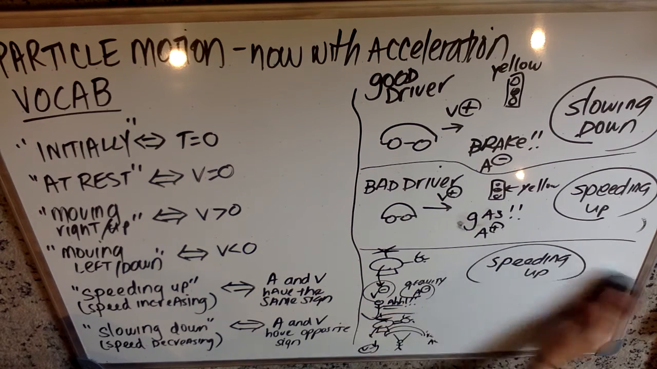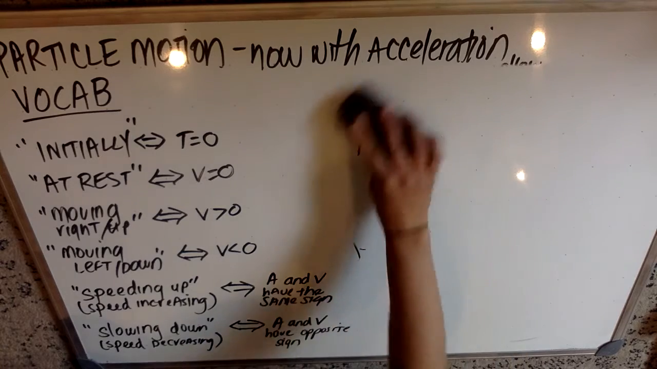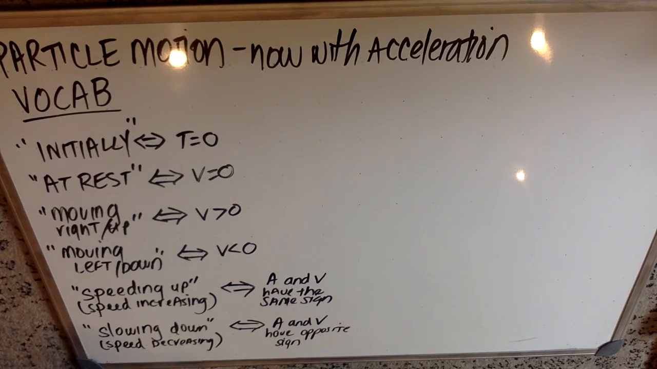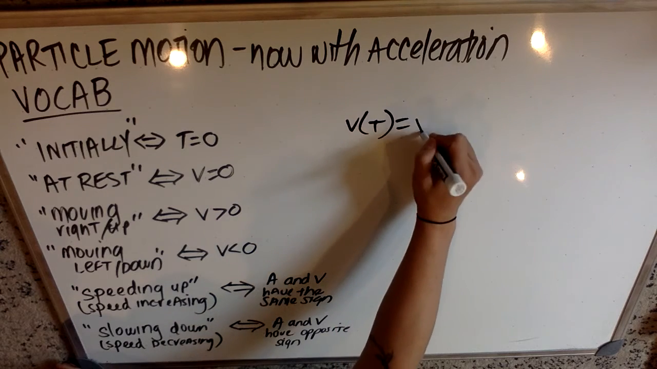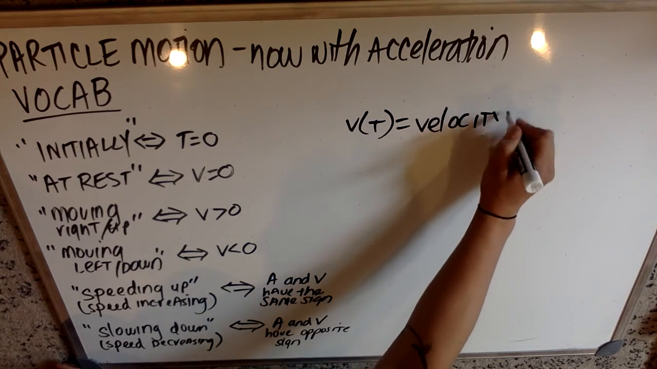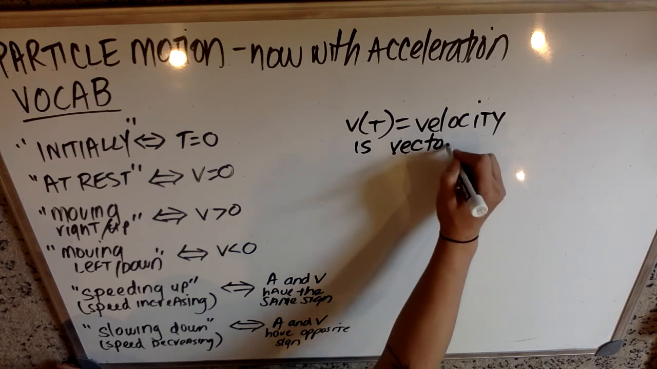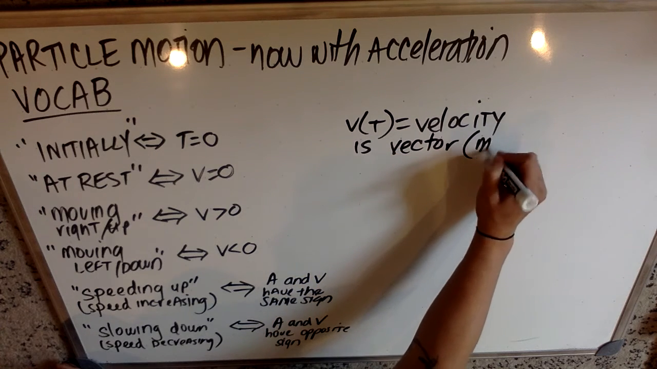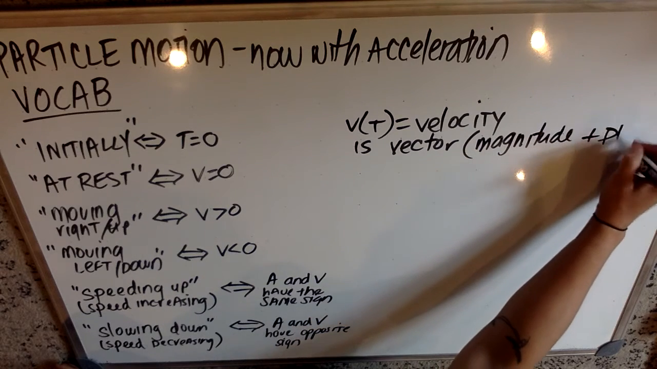I do want to address speed real quickly versus velocity, because we actually haven't done that yet, and I did just talk about speed without mentioning it first. So remember that v of t, which is velocity, is a vector. So if you haven't had physics, because some of you haven't, that means that it has both a size, a magnitude, and a direction.